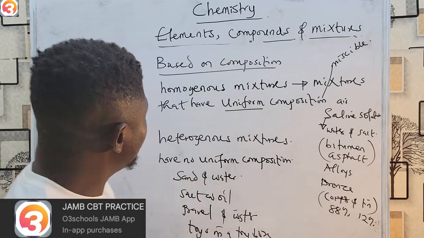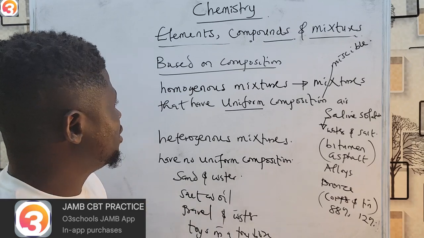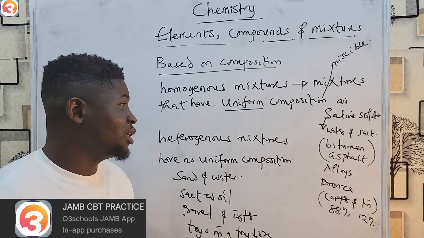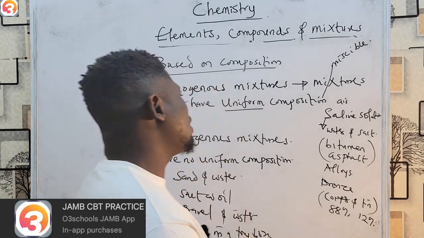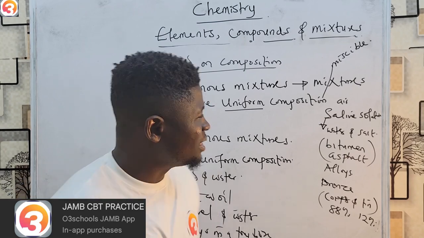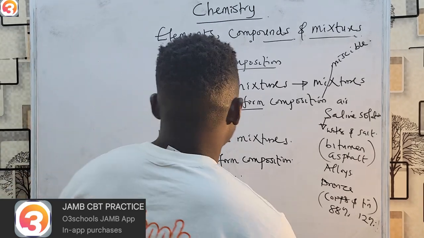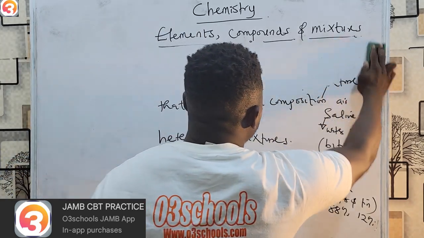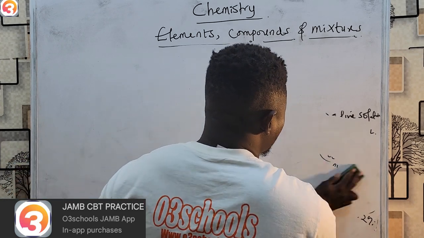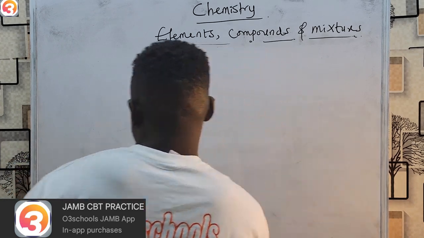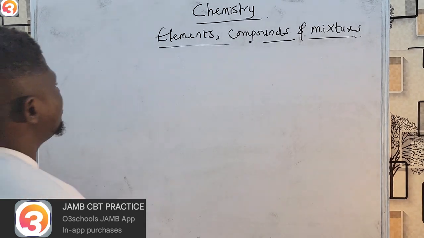So now that we have seen what mixtures are, we have seen the classification based on composition. We have even looked at what Coca-Cola is made of. Now we are going to see the differences between compounds and mixtures, and that will lead us to the end of this class. The next class will be separation techniques. All right, so now let's see the differences.